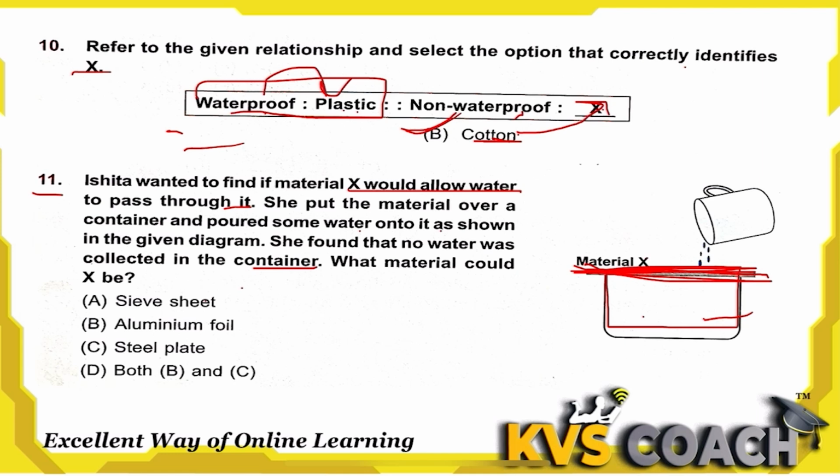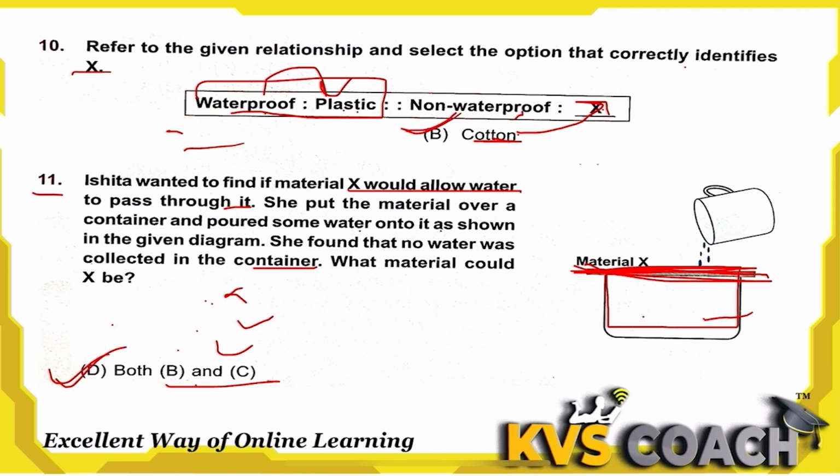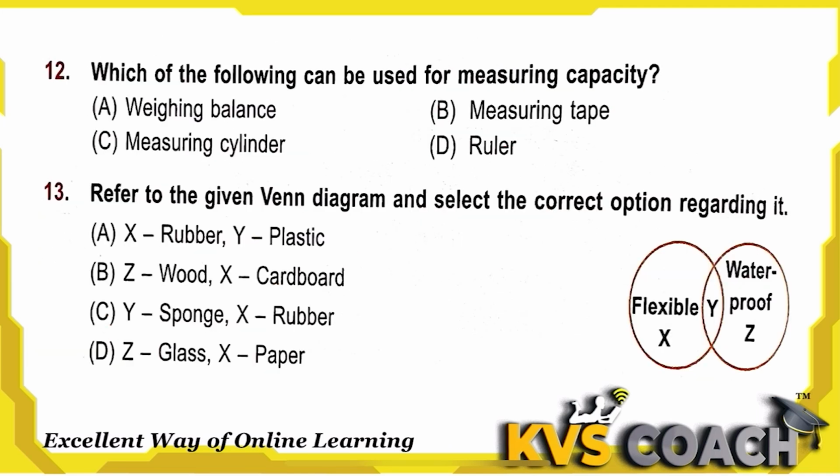So is it a sieve sheet? No, a sieve sheet can allow water to pass through it. Aluminium foil, yes, aluminium foil is waterproof. Steel plate is waterproof. Both B and C can be the sheet material. So both B and C will be the right answer here, that is, D is the right option.